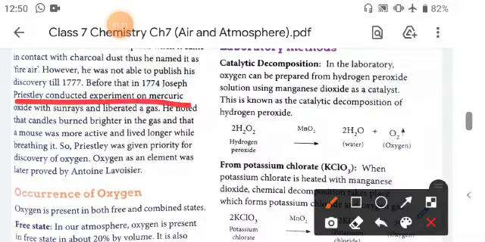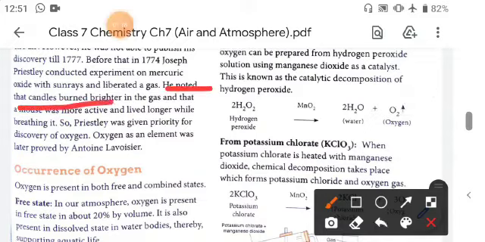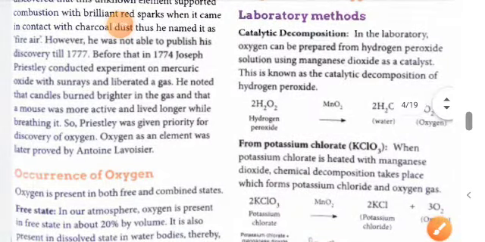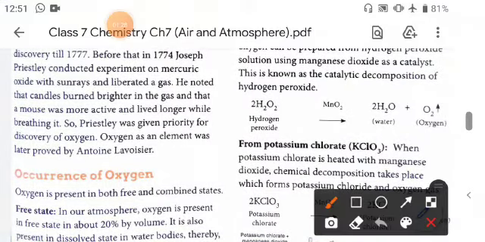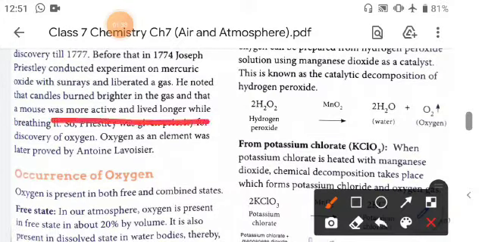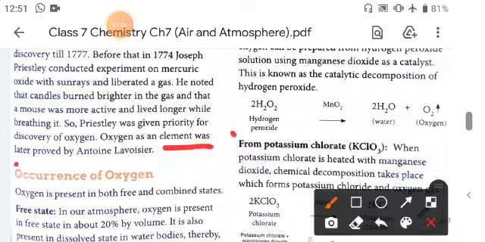conducted an experiment on mercuric oxide with sun rays and liberated a gas, and he noticed that candles burned brighter in the presence of that gas, and that a mouse was more active and lived longer while breathing it. So Priestley was given the credit for the discovery of oxygen, and that oxygen is an element was later proved by Antoine Lavoisier.